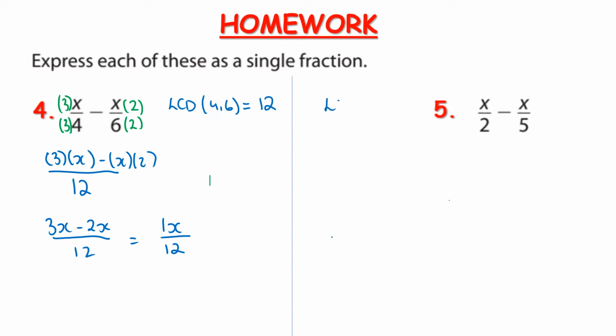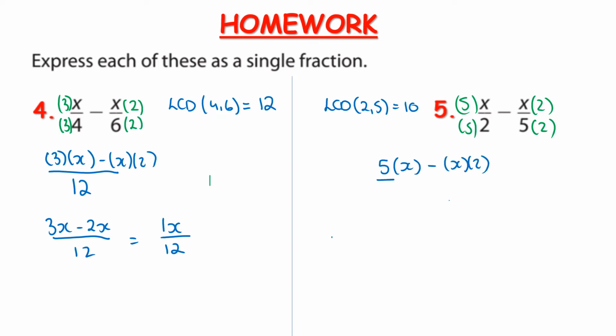Question 5, lowest common denominator of 2 and 5, it's 10. So we're going to multiply the top here by 5, bottom by 5, top here by 2, bottom here by 2. So we have 5 times x minus x times 2 all over the common denominator of 10, which is 5x minus 2x over 10, and that is 3x over 10.